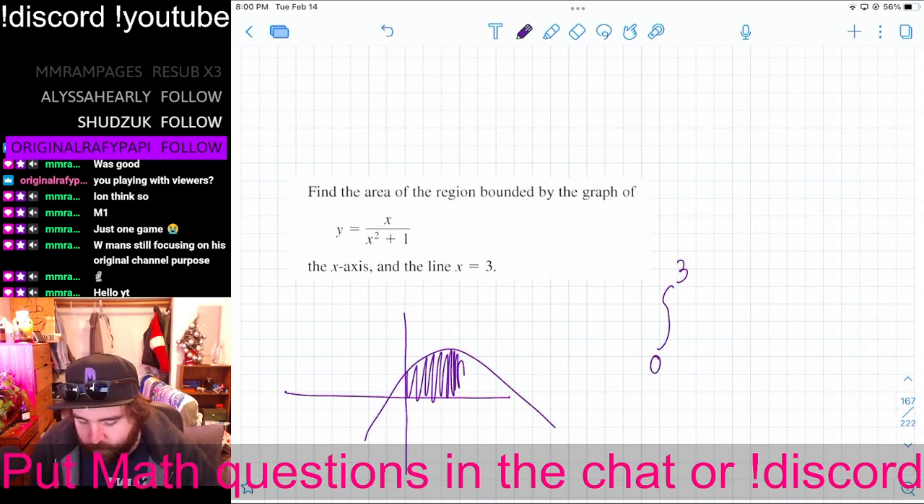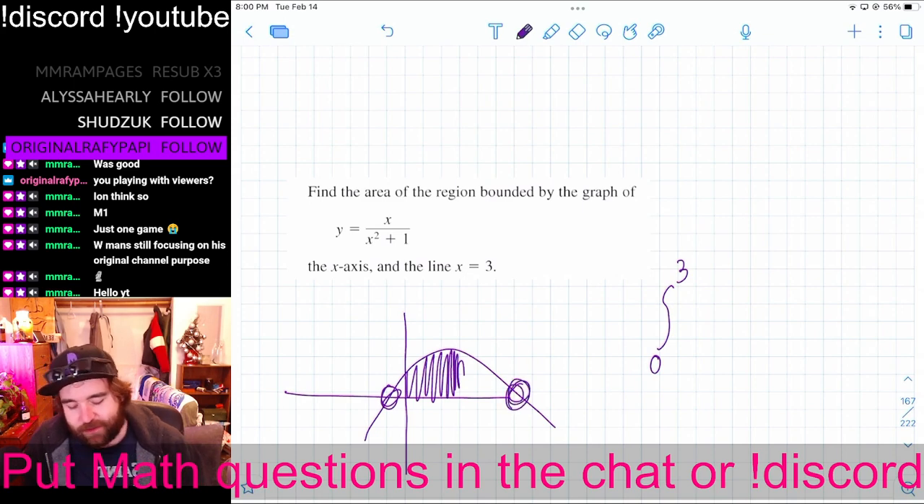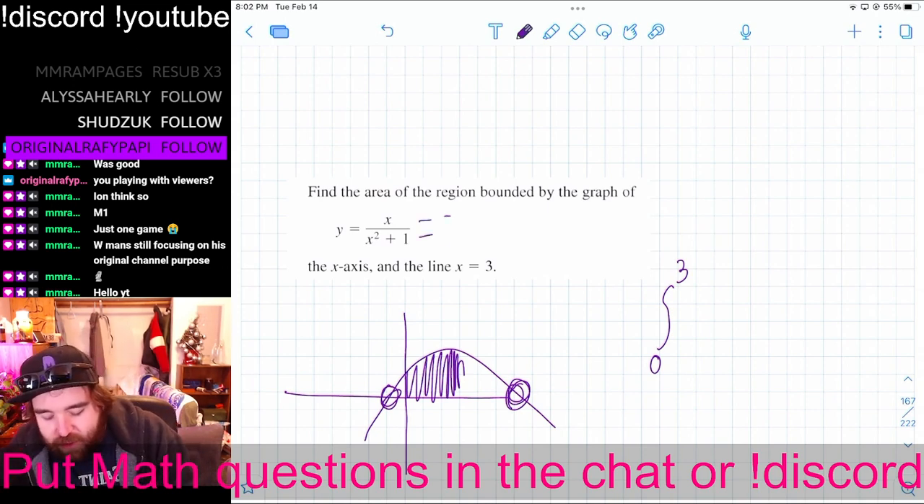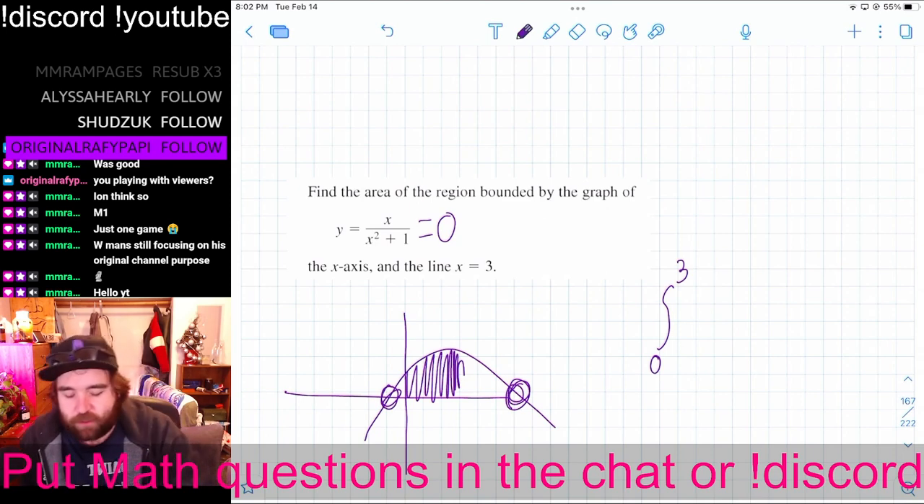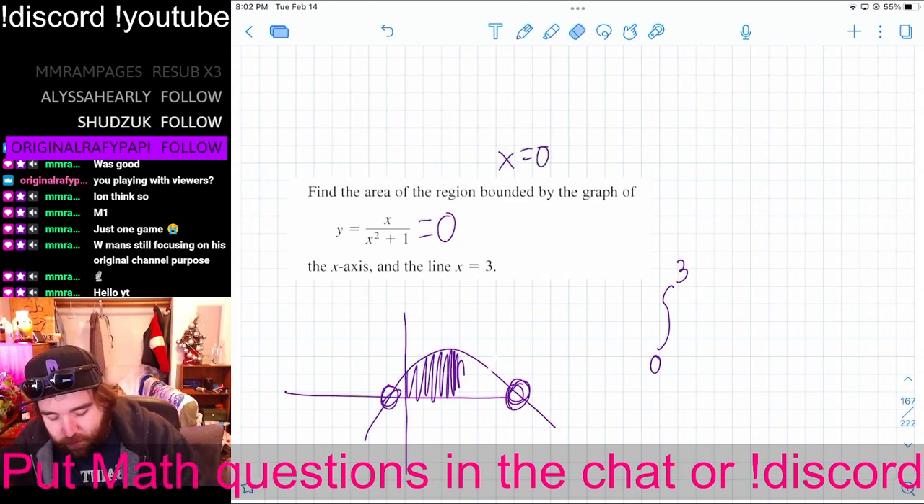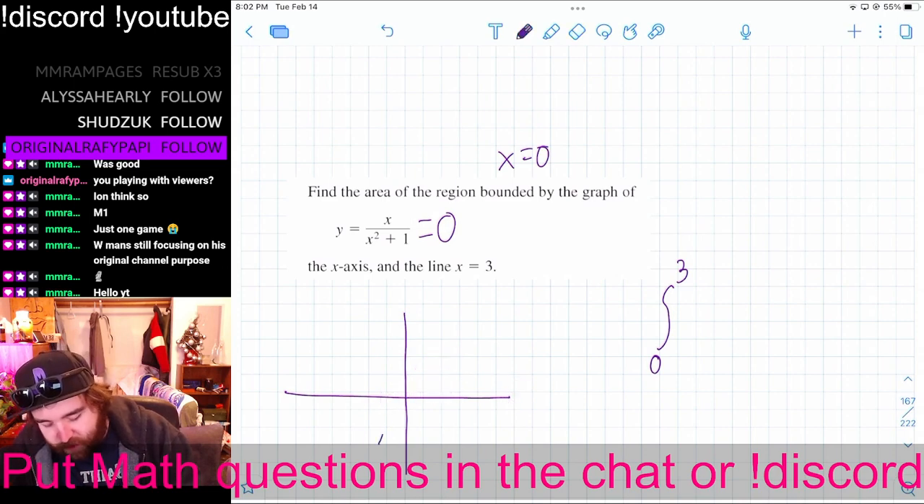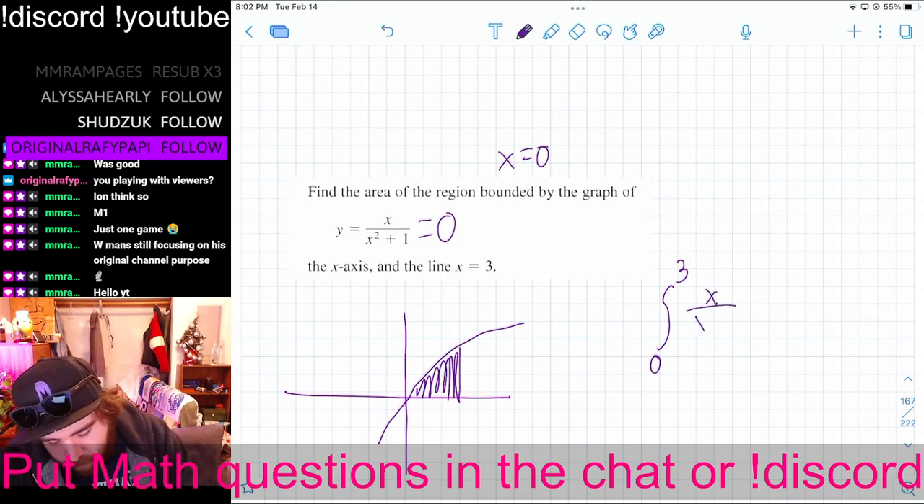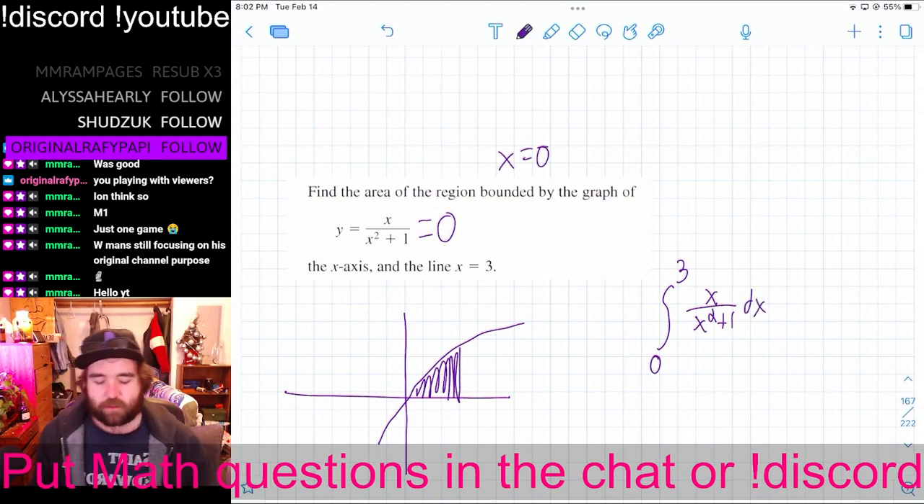Wait, why 0 to 3, though? Between the x-axis and the line x equals 3? So they're saying somewhere it crosses. Do we actually have to find these points that it crosses? We have to find where it's equal to 0. So if we set this whole function equal to 0, when is this function equal to 0? When x equals 0. So to be more specific with our graph, it's probably going to look something like this, and we're trying to find this area right here. Okay, so we're doing the integral from 0 to 3 of x over x squared plus 1 dx.